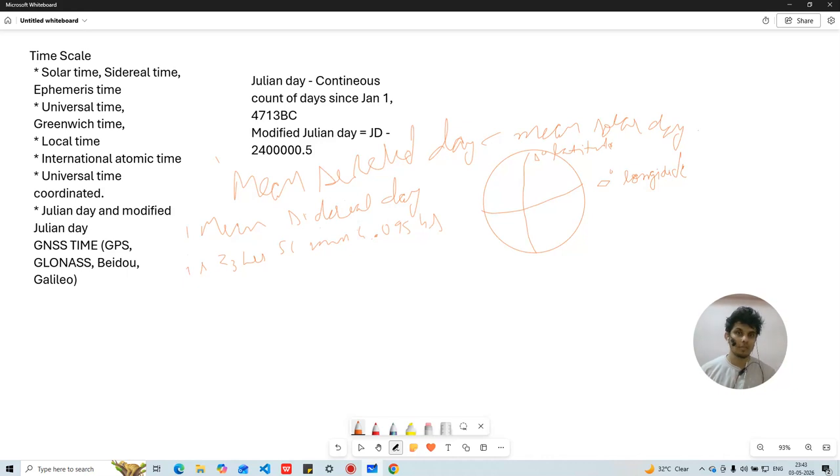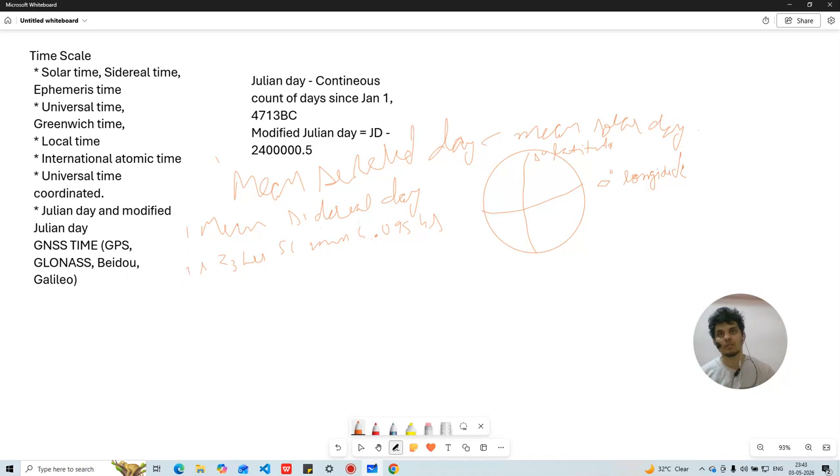But since the previous day, the Earth has also moved a bit ahead in its orbit, so it needs to rotate a little bit more so that the sun is exactly in the same position. So it takes about 4 minutes more for the solar day than for a sidereal day.